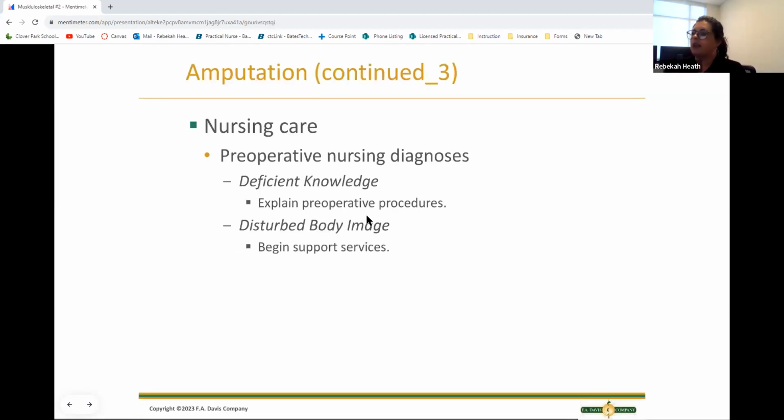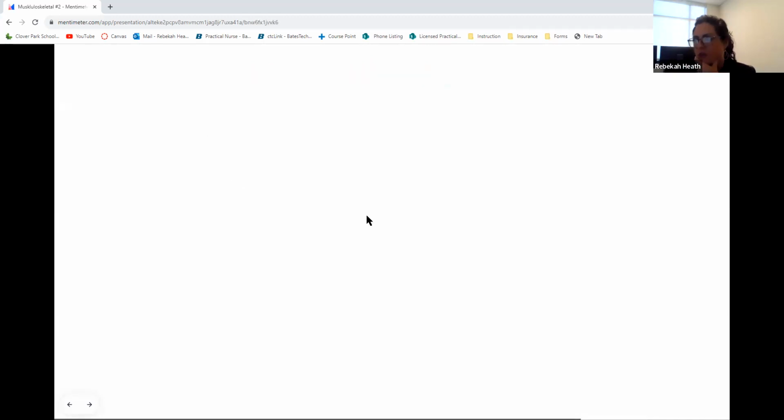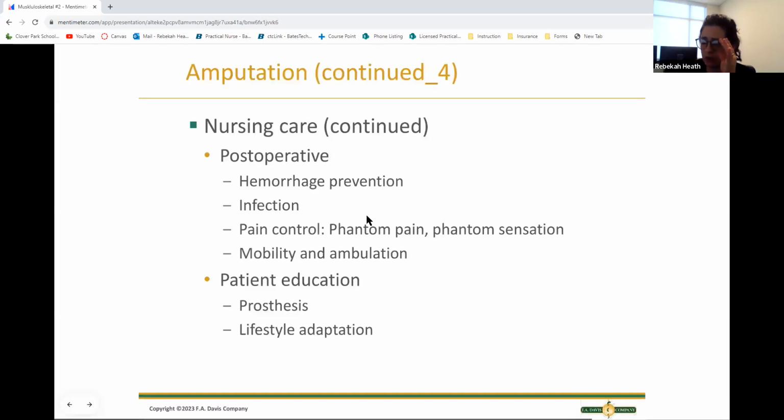So some of our nursing diagnoses are going to be a knowledge deficit of just what is happening and what do we do? And then we also want to look at that disturbed body image. That's going to be a factor that will affect everybody after an amputation. So after the surgery, we want to make sure we're watching for hemorrhage or bleeding. Infection could be a risk.